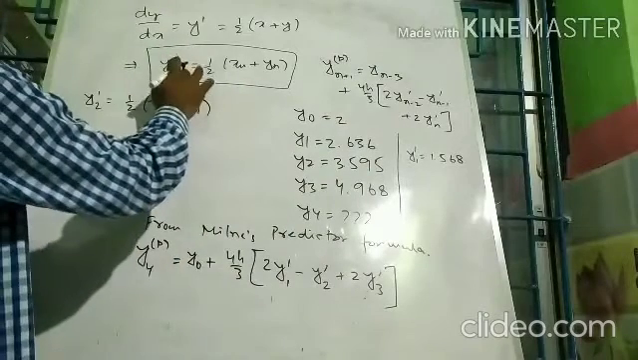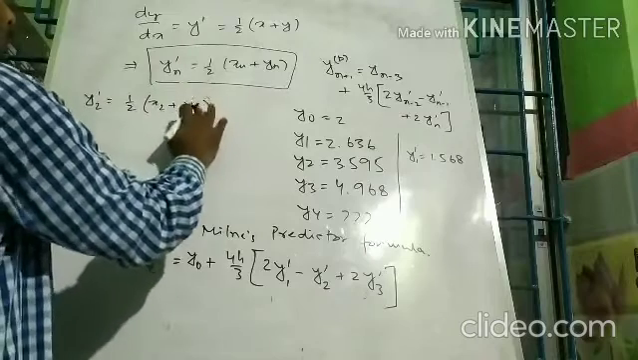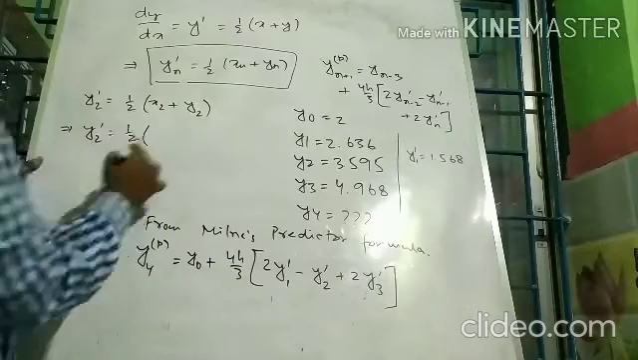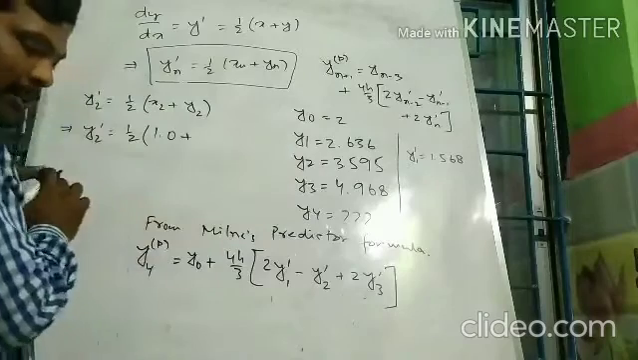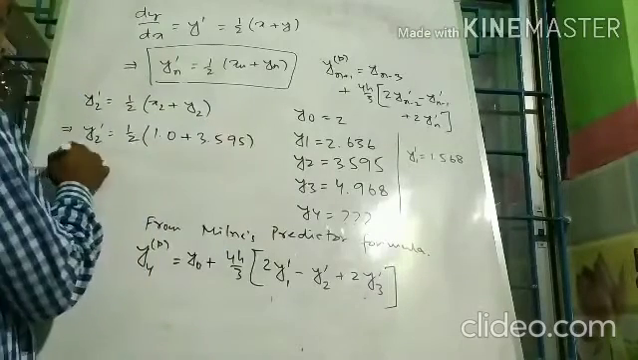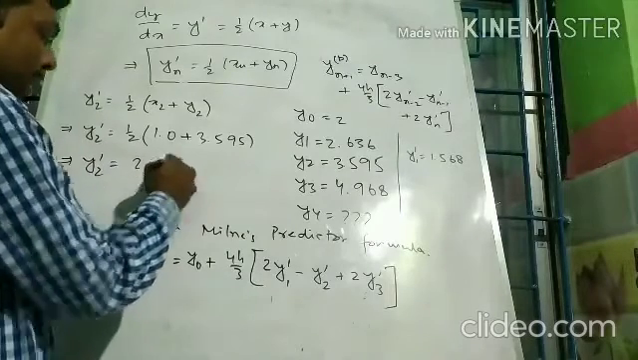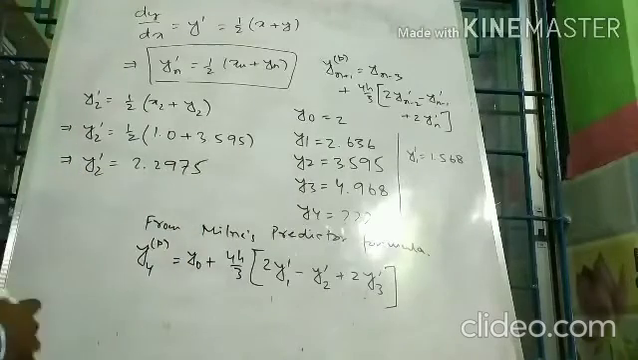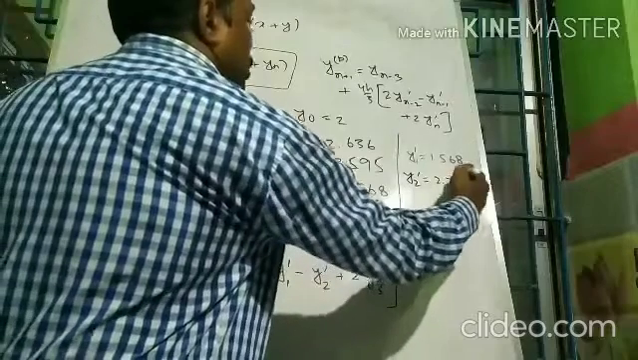y2 prime, in place of n just write 2, equals half x2 plus y2. x2 is 1.0 and y2 is 3.595. So y2 prime is 2.2975.